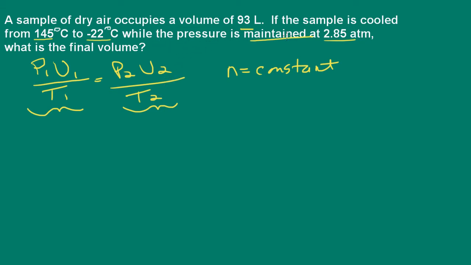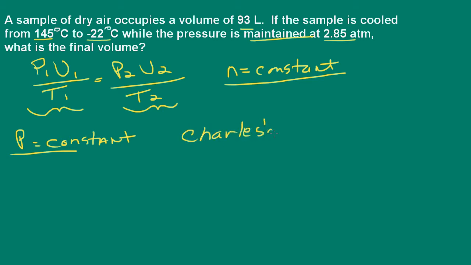Here we're told the pressure is maintained at 2.85 atmospheres. So the pressure is constant. Okay, so this does not enter in. So if we have a constant pressure and a constant amount of gas, that means that here we're dealing with Charles's law. Okay, so Charles's law, what does that state? You have your volume being directly proportional to the temperature.